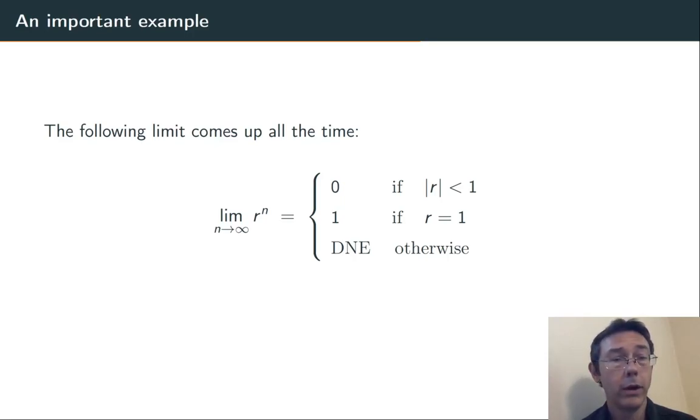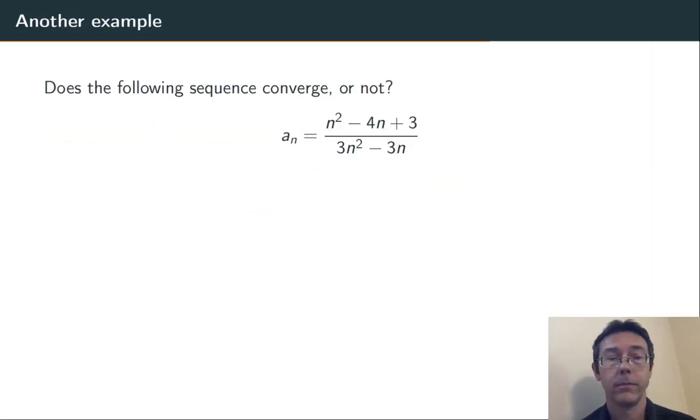If r is equal to 1, then the entire sequence just consists of 1s, so of course it converges to 1. And if r is greater than 1 in absolute value, then r to the n is going to be growing and growing and growing in absolute value, and the sequence is going to diverge. Finally, if r is -1, then when I take higher and higher powers of -1, the sequence is just going to flip-flop back and forth between 1 and -1 forever. So that one is also not going to converge.